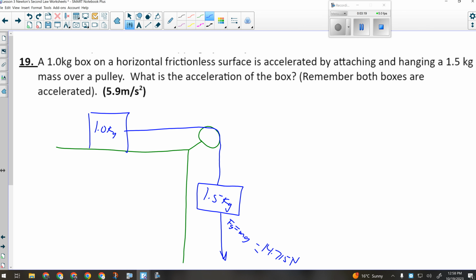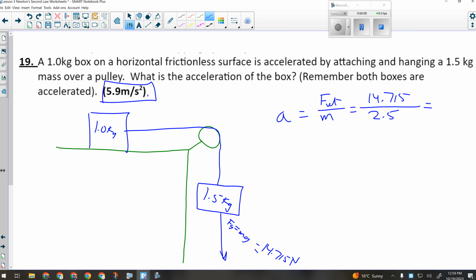All right, how would I calculate the acceleration of the box? Of the one, it's referring to the 1 kilogram box here. How do I calculate the acceleration? Force divided by mass of the system. Right, F net divided by, very important, mass of the system. That's going to mean 14.715 divided by 2.5 kilograms. All that mass is being accelerated by that force. So when I do that, I should get 5.9 meters per second squared.